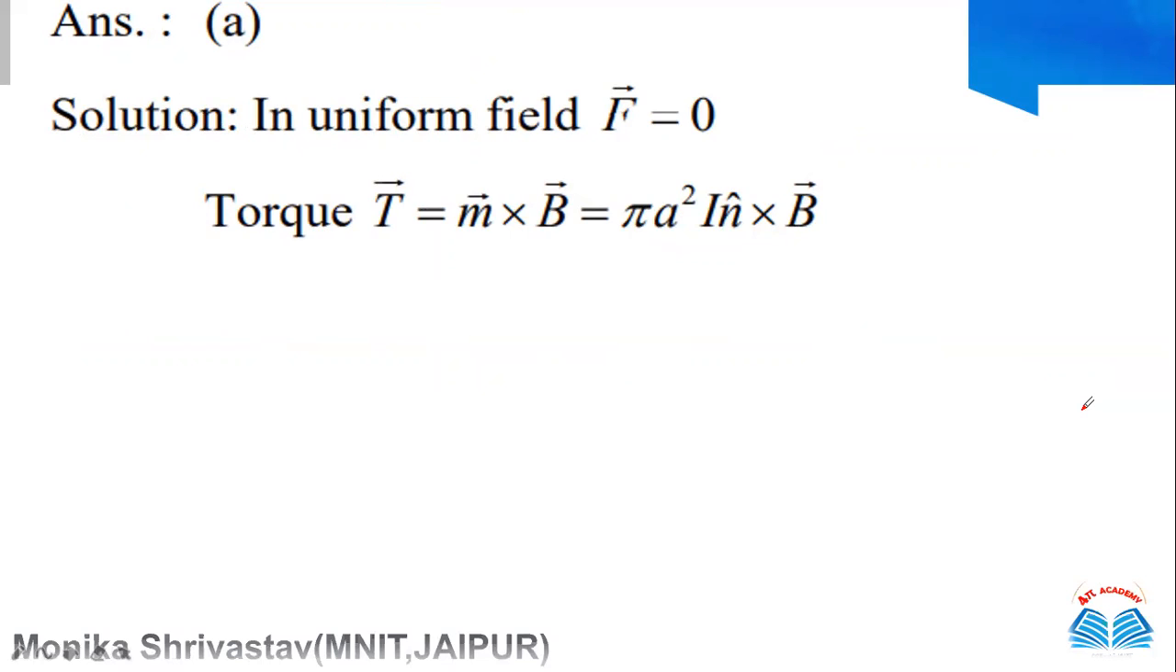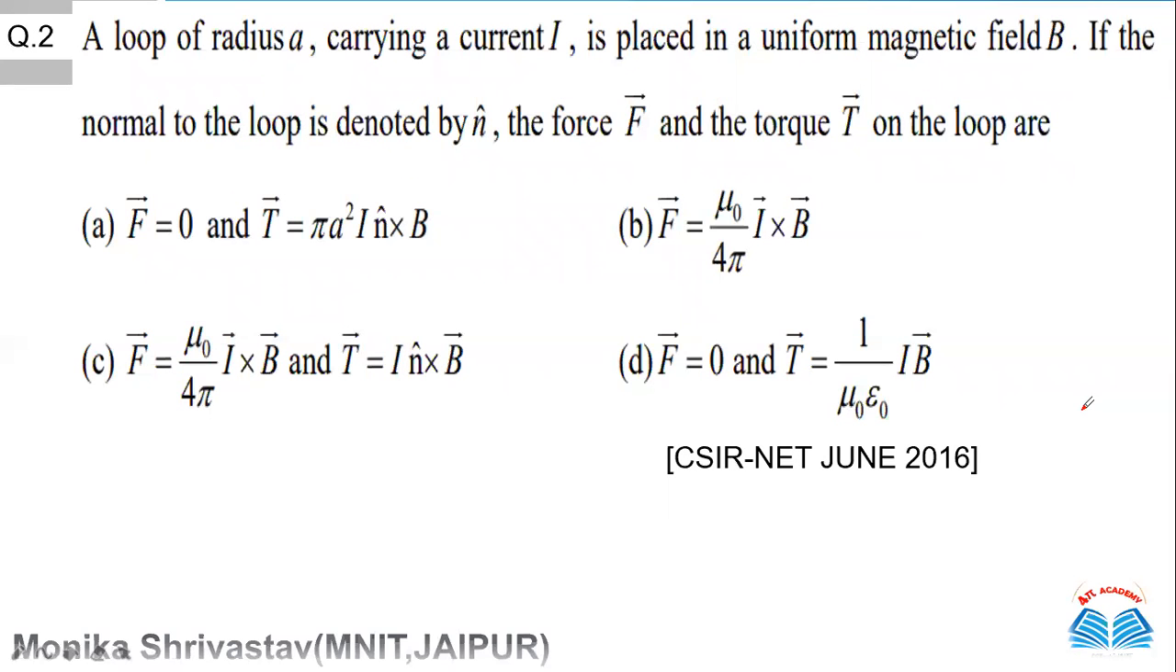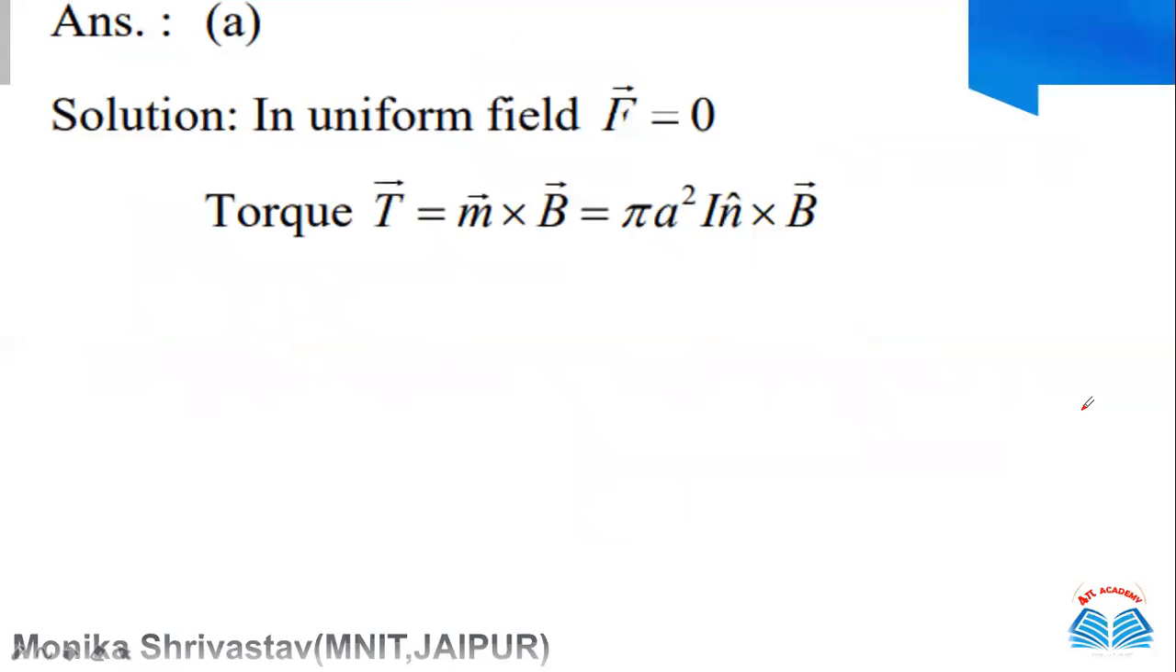So there will be no force. It is not said anywhere in this exam that the loop has free charges. Nowhere it is given. That is why we will not consider the charge. So for a uniform field, the force will be 0. That is why the torque will be applied, and the formula for torque is M cross B. You know that, and the rest of the things you know, so you can calculate.